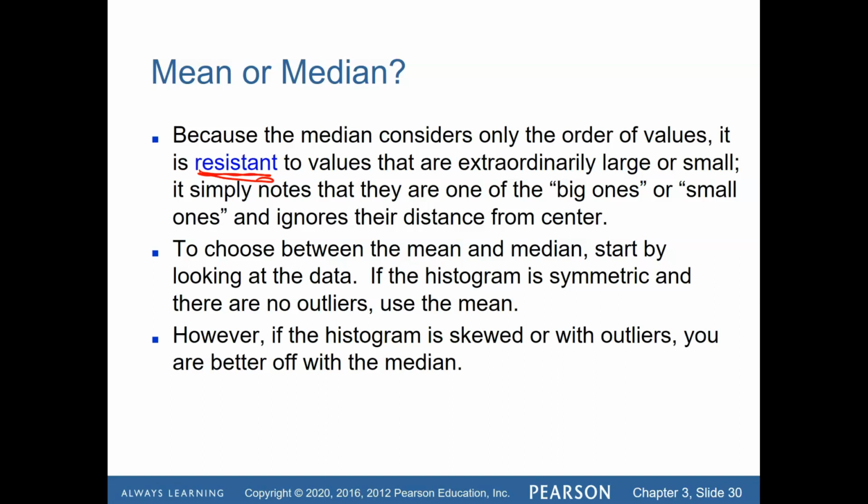Second bullet, to choose between the mean and median, start by looking at the data. If the histogram is symmetric, approximately normal, and no outliers, use the mean. Third bullet, however, if the histogram is skewed or has outliers, you're better off using the median. So the goal of these last couple slides was to review the concept of mean and median and which is a better measure of center.